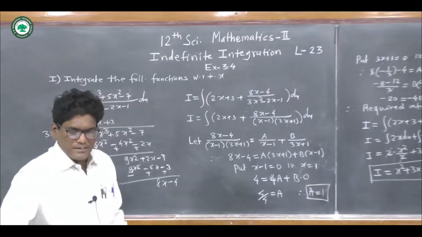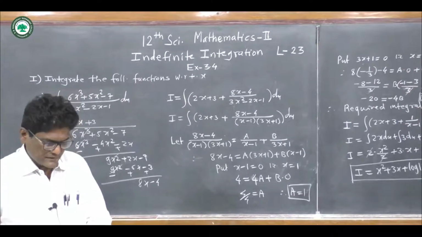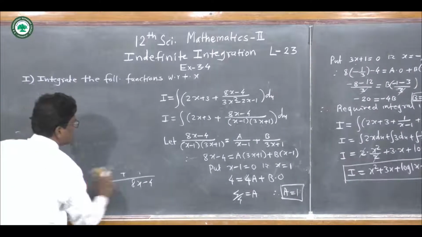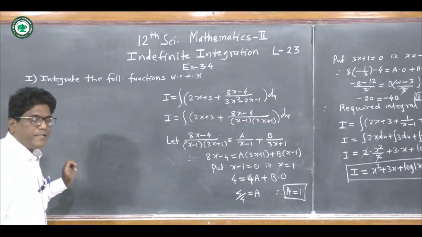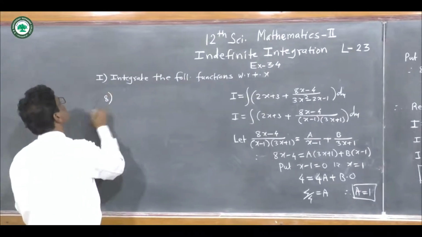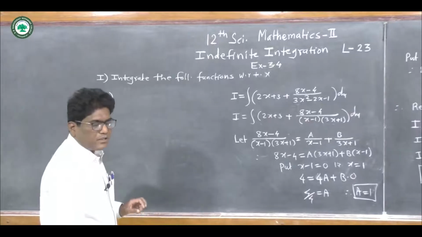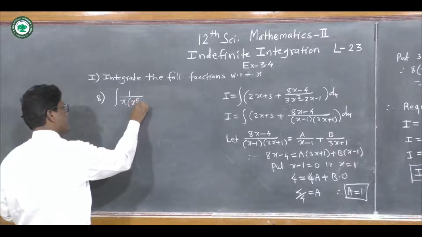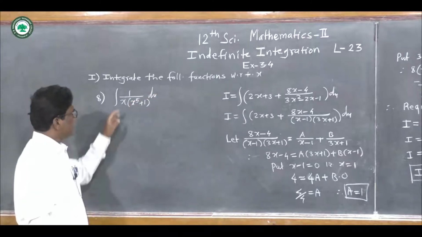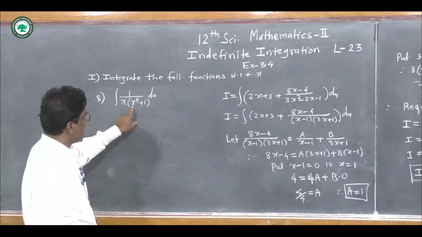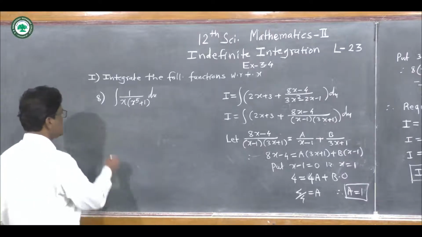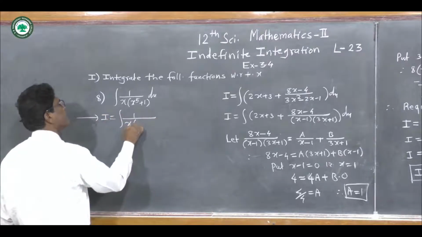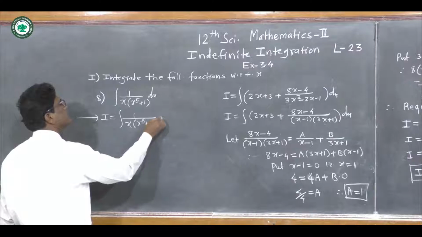Now here is the next example. We see the 8th example: integration of 1 upon x into x to the power 5 plus 1 dx. Call this as I. So let I is equal to integration of 1 upon x into x to the power 5 plus 1 dx.